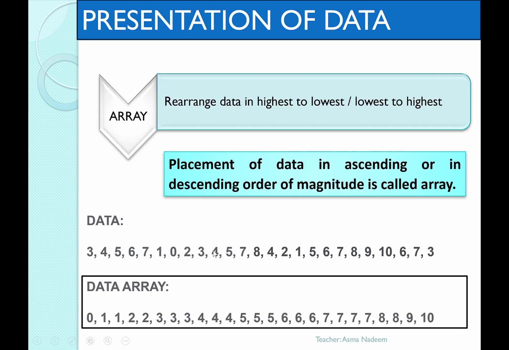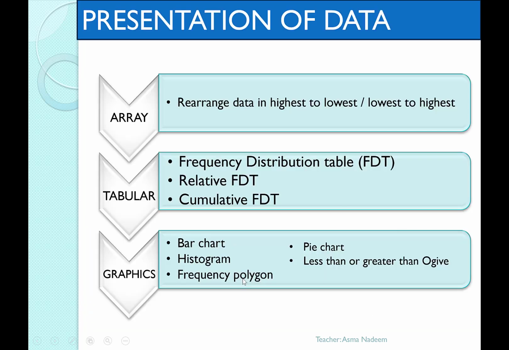If we simply now arrange data in ascending order, small number first, then 1, 1, 2, 2, 3, 3. So what we have done, we arranged the data, we sorted the data, and we made the data in an array form. So we can say simply rearranging the data from highest to lowest or lowest to highest, or sorting the data either in ascending or descending order of magnitude is called an array. I hope you understand, array is the simplest way to present the data, and usually we form an array when the number of data is not large in size.